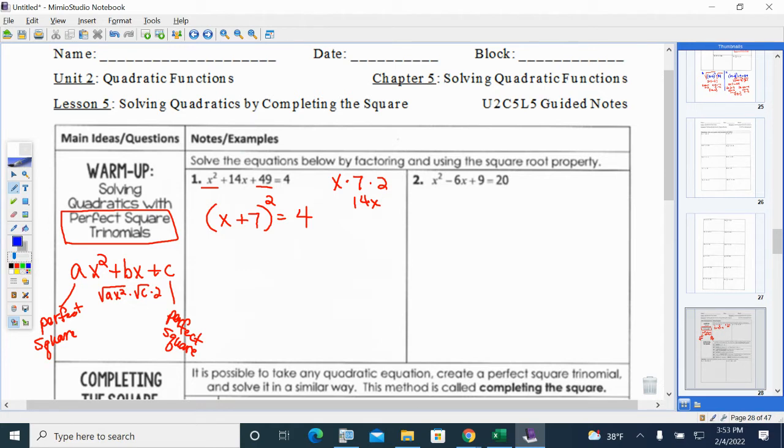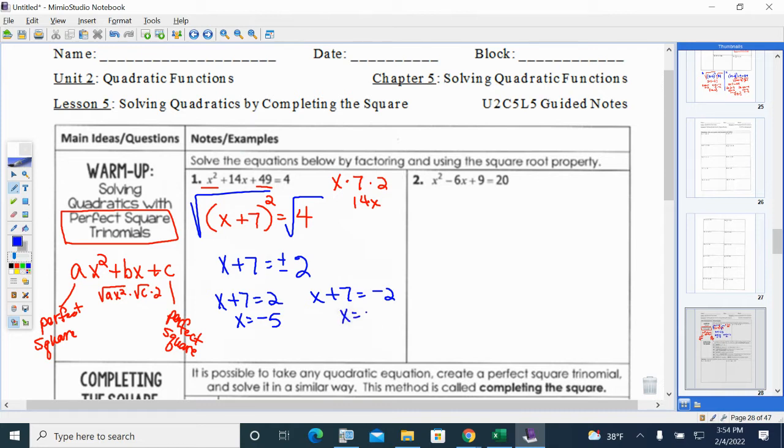At this point, I can square root both sides. The square root of x plus 7 squared is just x plus 7. The square root of 4 is a 2, and then don't forget your plus minus, and then we would finish this off by solving both x plus 7 is equal to 2 and x plus 7 equals negative 2. I'm going to subtract the 7. 2 minus 7 is negative 5. And negative 2 minus 7 is negative 9. So the two solutions here are negative 5 and negative 9.